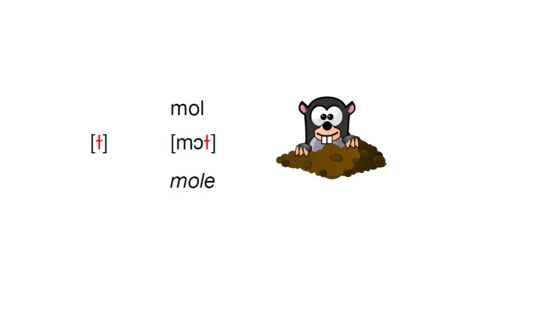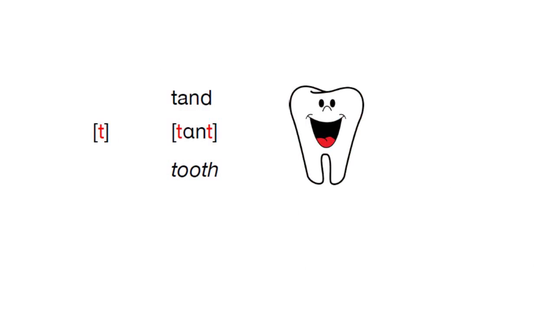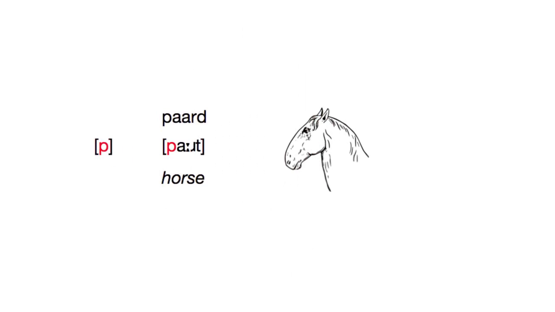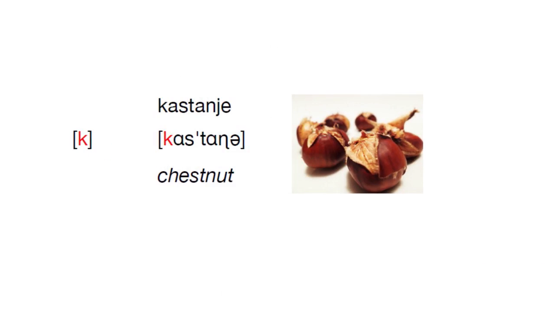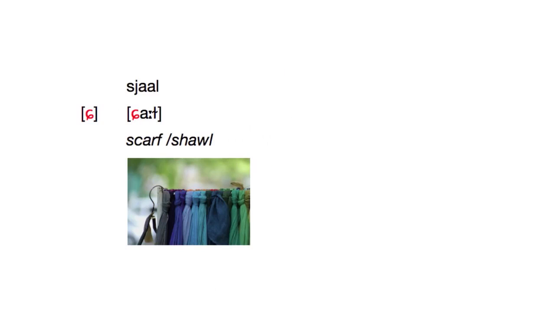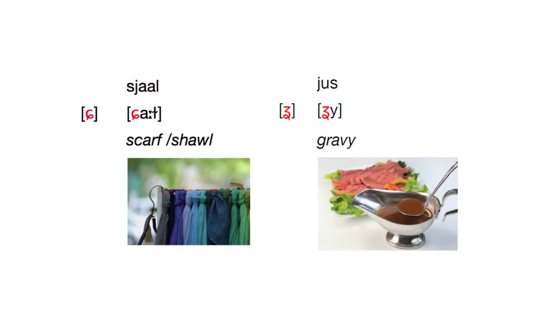Hol, as in mol. Then there were the Dutch T, P, and K sounds. T, as in tand. P, as in paard. And k, as in kastanje. All 3 of these were unaspirated. That is, they didn't have big puffs of air like English does. Then we covered sh, as in sjaal, and j, as in jus. These started with English's sh sound, but the tongue rounded up towards the roof of your mouth even further, so the sound got a bit higher pitched.